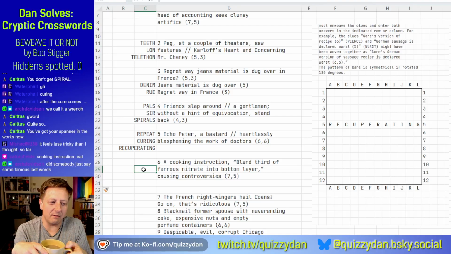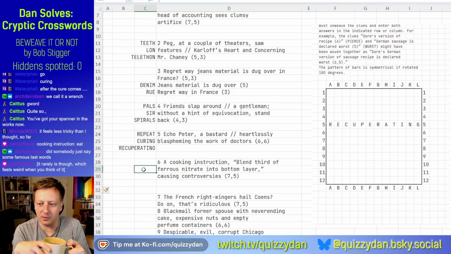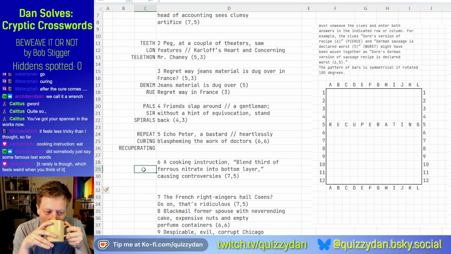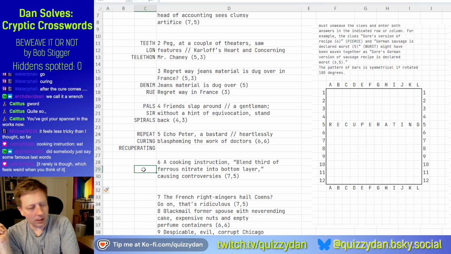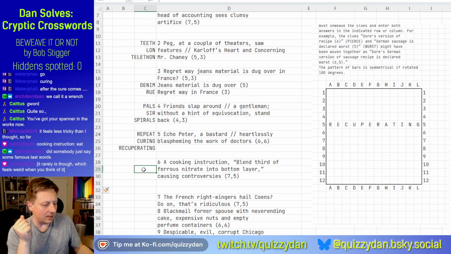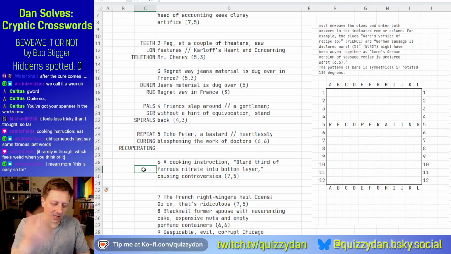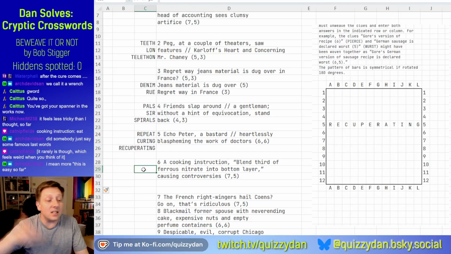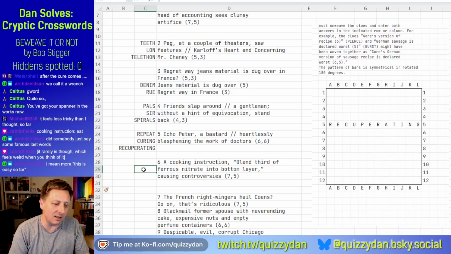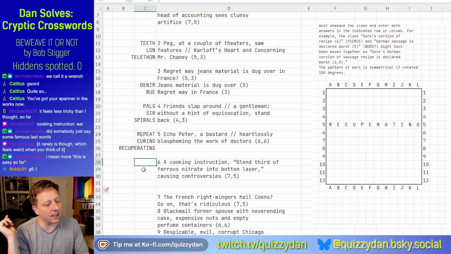What, blend third of ferrous nitrate into bottom layer as famous last words? I'm not a fan of cooking. It's a lot of faff. It's a lot of stress. It's hard work, and it takes three times longer than it does to eat the thing you've just done. It's just why, and they just have to do it again six hours, twelve hours, twenty-four hours later. It's just a never-ending cycle. Cooking is a chore. So, cooking instruction of just eat. Quite happy with that.